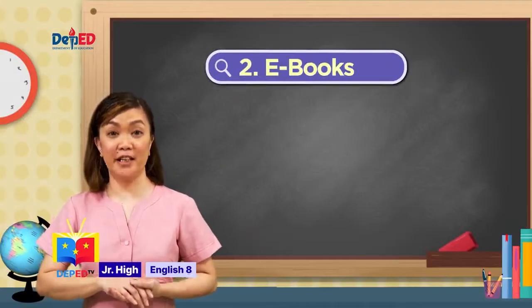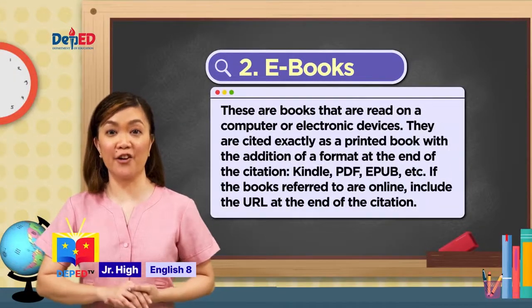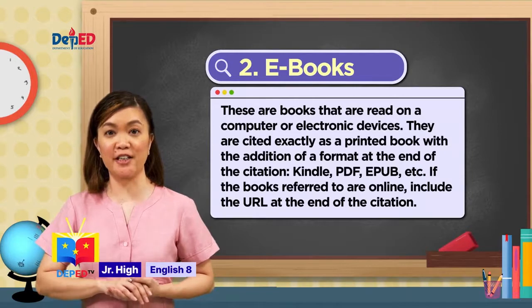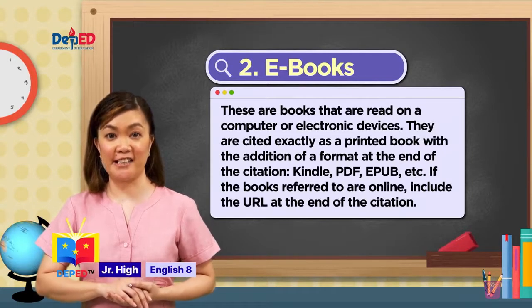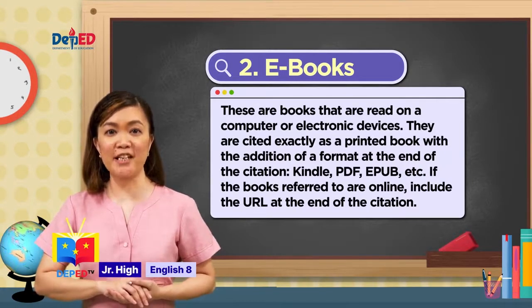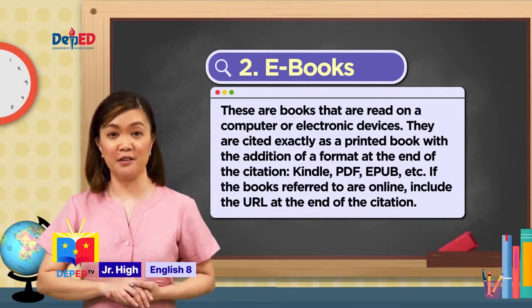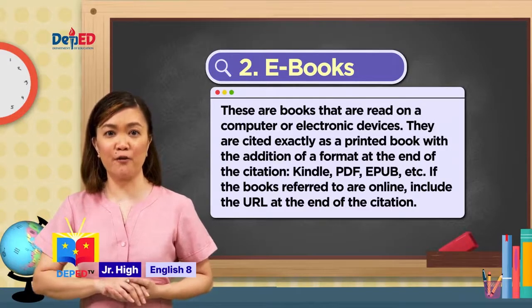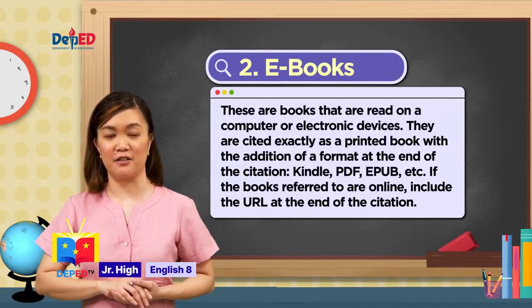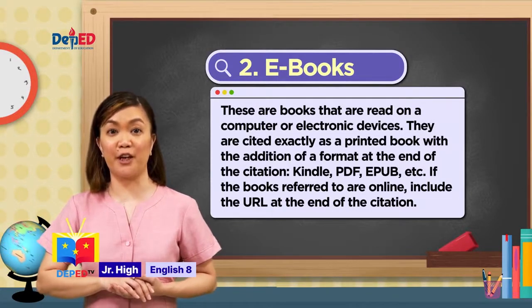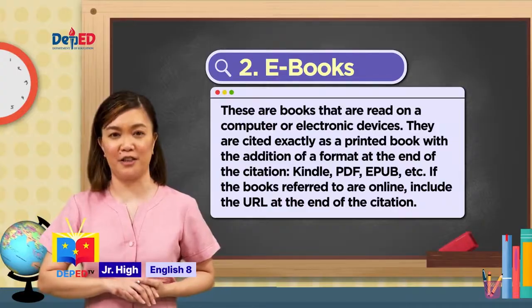Number 2. Ebooks. These are books that are read on a computer or any electronic device. They are cited exactly as a printed book with the addition of a format at the end of the citation. We have Kindle, PDF, EPUB, etc. If the books referred to are online, include the URL at the end of the citation. And this is the sample format in writing an ebook bibliography.